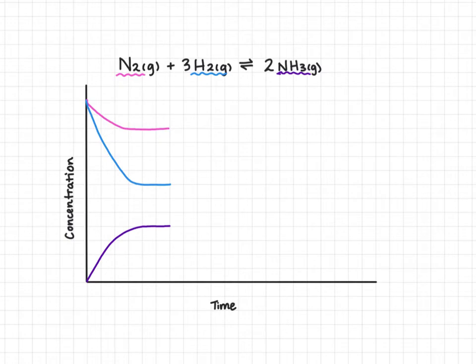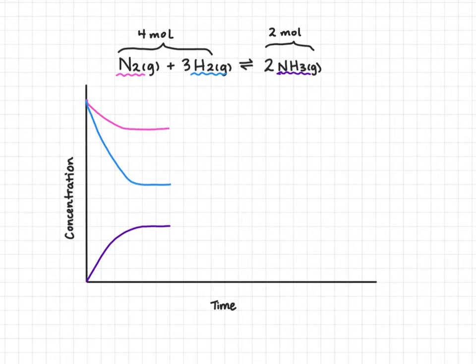So we have nitrogen and hydrogen in equilibrium with ammonia. In this equilibrium system, we have 4 moles of gas on the reactant side of our reaction, and we have 2 moles of gas on the product side. So whenever we're dealing with pressure and volume stresses, we always need to know the number of moles of gas on each side of the reaction.